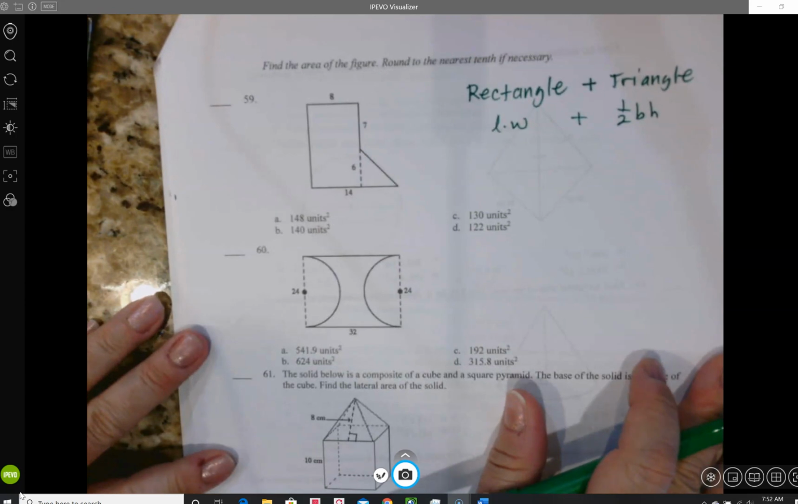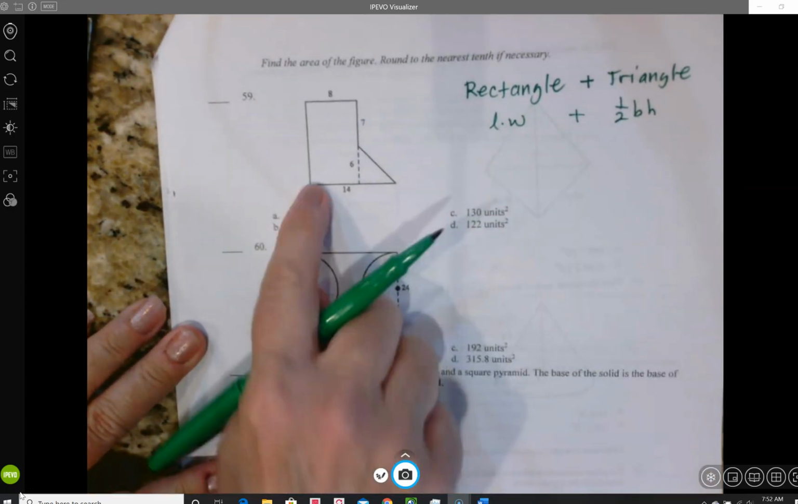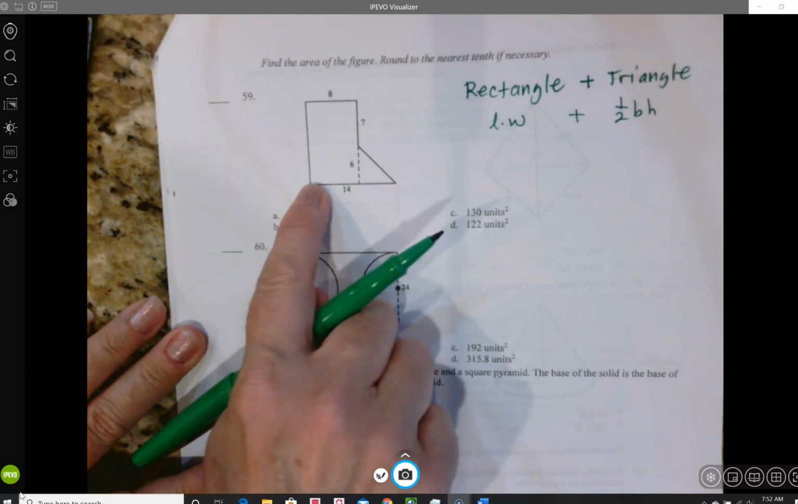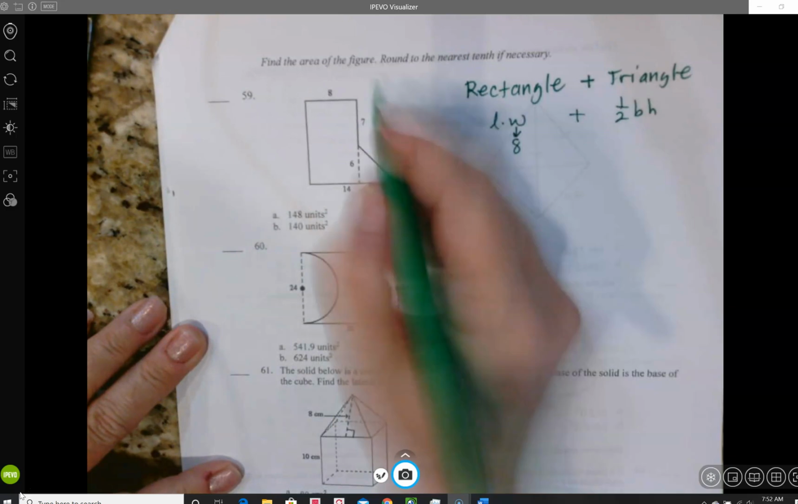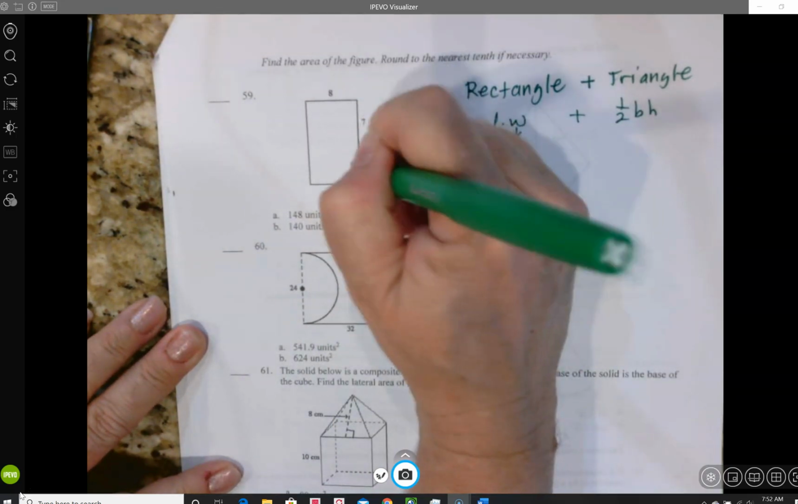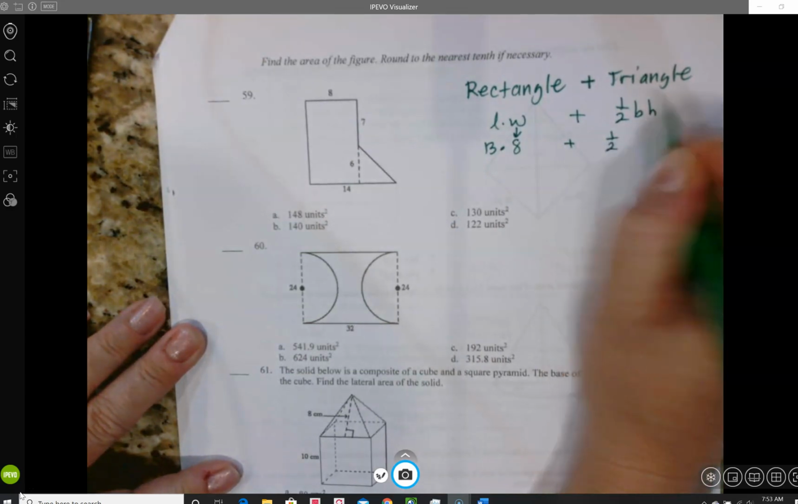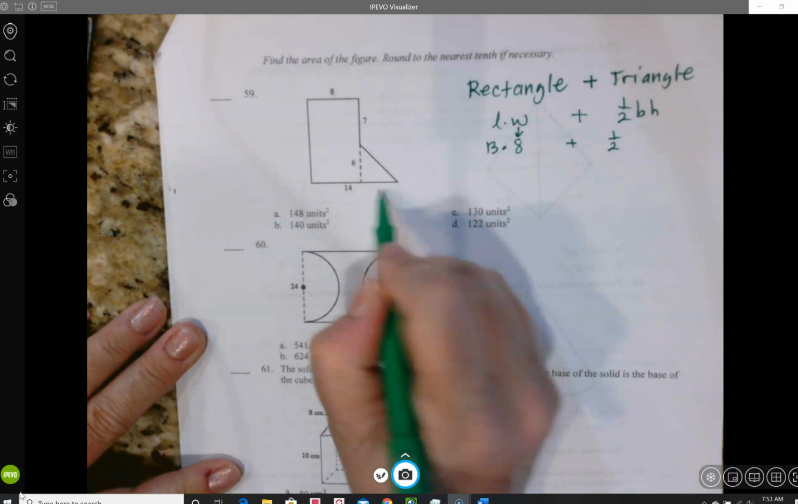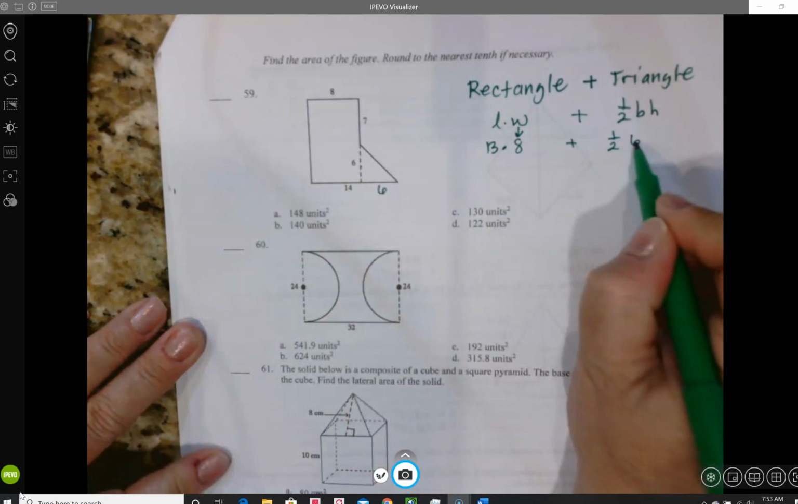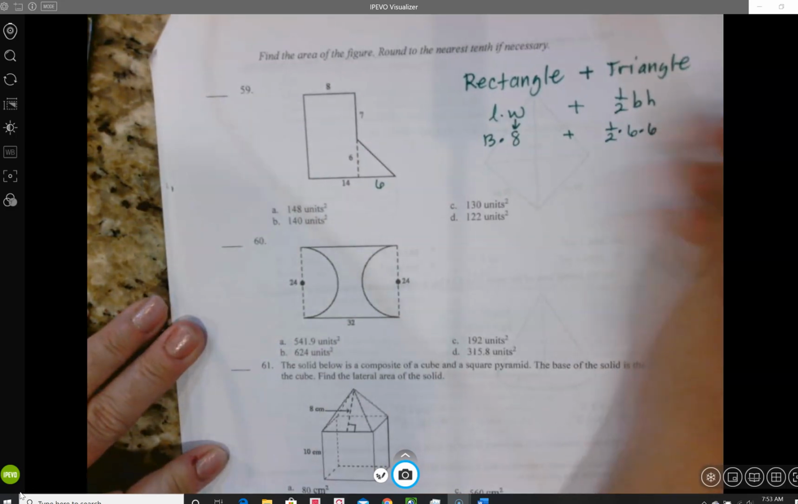And I'm going to see if I can find these missing numbers so I can plug them into my formula. So the width of my rectangle is 8. The length of my rectangle is 7 plus 6, or 13. Then my base of my triangle, I'm going to take this 14 and subtract off this 8 right here. So that's 6. And then the height of my triangle is also 6.